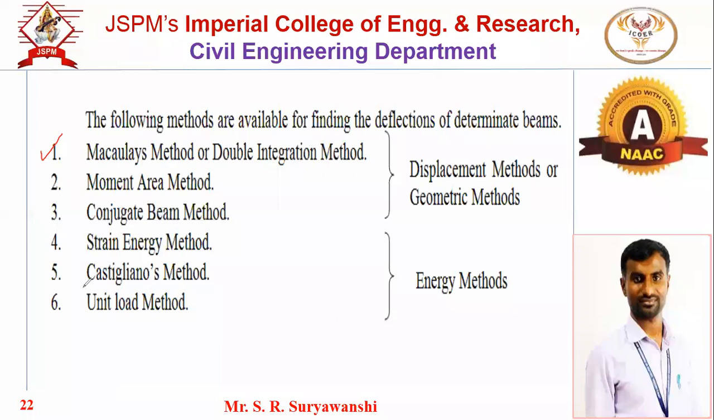Then you have studied strain energy and Castigliano's method. Now we have to study the moment area and conjugate beam methods in this particular unit. These first three methods, Macaulay's method, moment area method, and conjugate beam method, are called the geometric methods, or the displacement methods, and the remaining methods, strain energy, Castigliano's method, or the unit load method, are the energy methods.